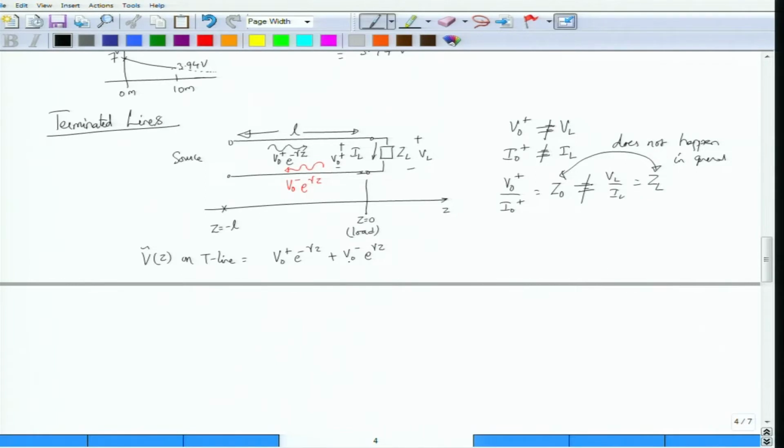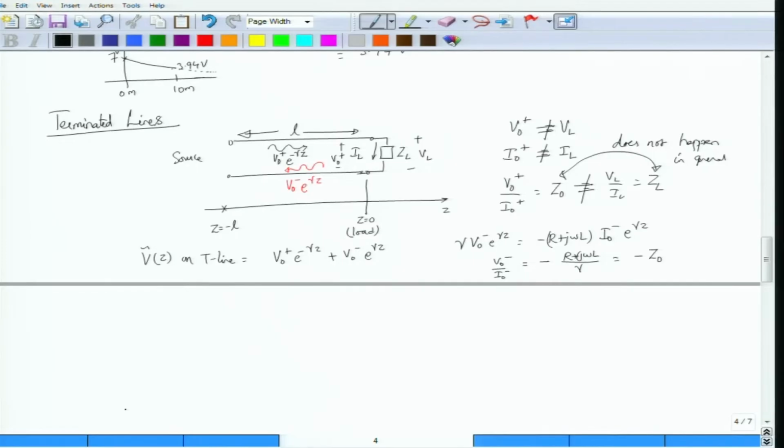Now, when you have V0 minus, if you assume for a minute that there is only a backward propagating wave and then differentiate this with respect to z, what you see is that gamma V0 minus e^(gamma z) should be equal to minus (R plus j omega L) into the current. Current will be I0 minus e^(gamma z), and when you look at the ratio of V0 minus to I0 minus, you will see that this is equal to minus (R plus j omega L) by gamma. Again, writing gamma as square root of (R plus j omega L) into (G plus j omega C), you will see that this is nothing but minus Z0.